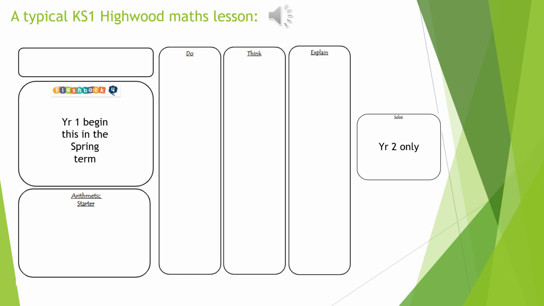As you can see, all the children will have a slip of do's, a slip of thinks, and a slip of explain questions. In year 2, we begin to push the children onto the solve questions, and it varies on how many questions are in each lesson, depending on how the teacher would like to move the children forward.